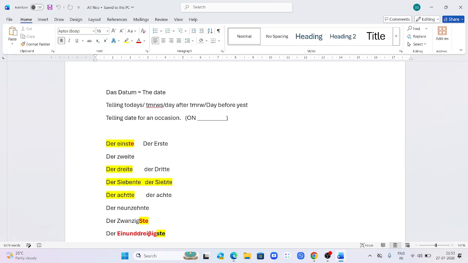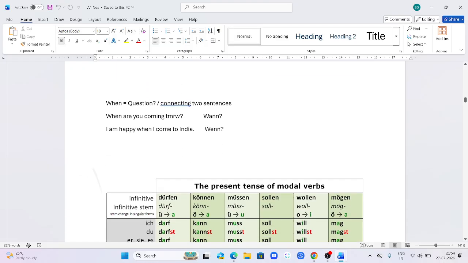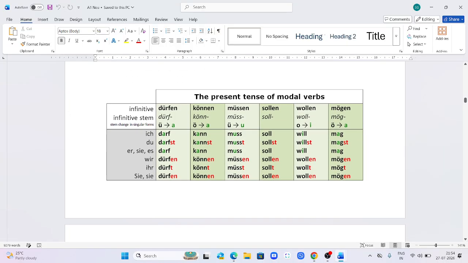Ich habe am 28. Juli Geburtstag. Or in that place, anything can come. Like 13. September: Ich habe am 13. September Geburtstag. Ich habe am 1. Oktober Geburtstag. Got it? So occasional dates you will have to tell like this.